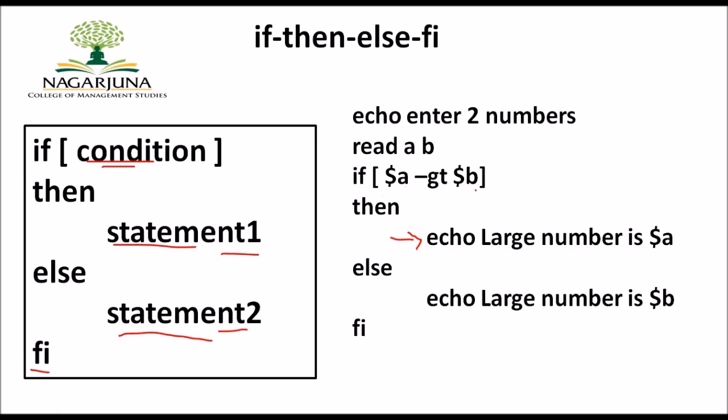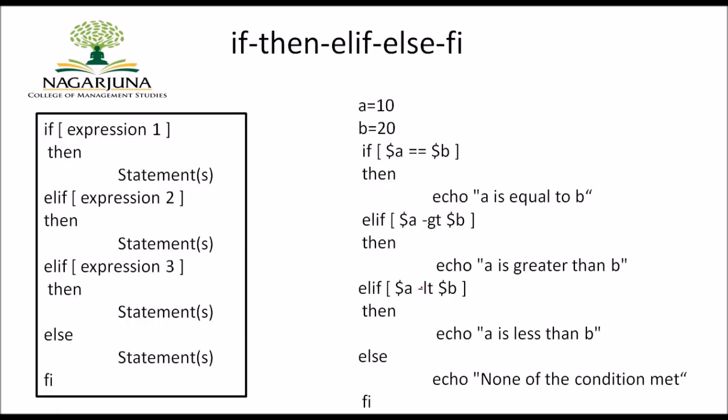If the condition a is greater than b does not hold good, then it returns a value of 1, indicating that it's a false statement. So if it's a false statement, then the second statement has to be executed, that is, the larger number is b. So b will be considered the biggest number, and as usual fi indicates the end of your if else statement. We'll move on to the next branching statement, that is if then elif else fi.